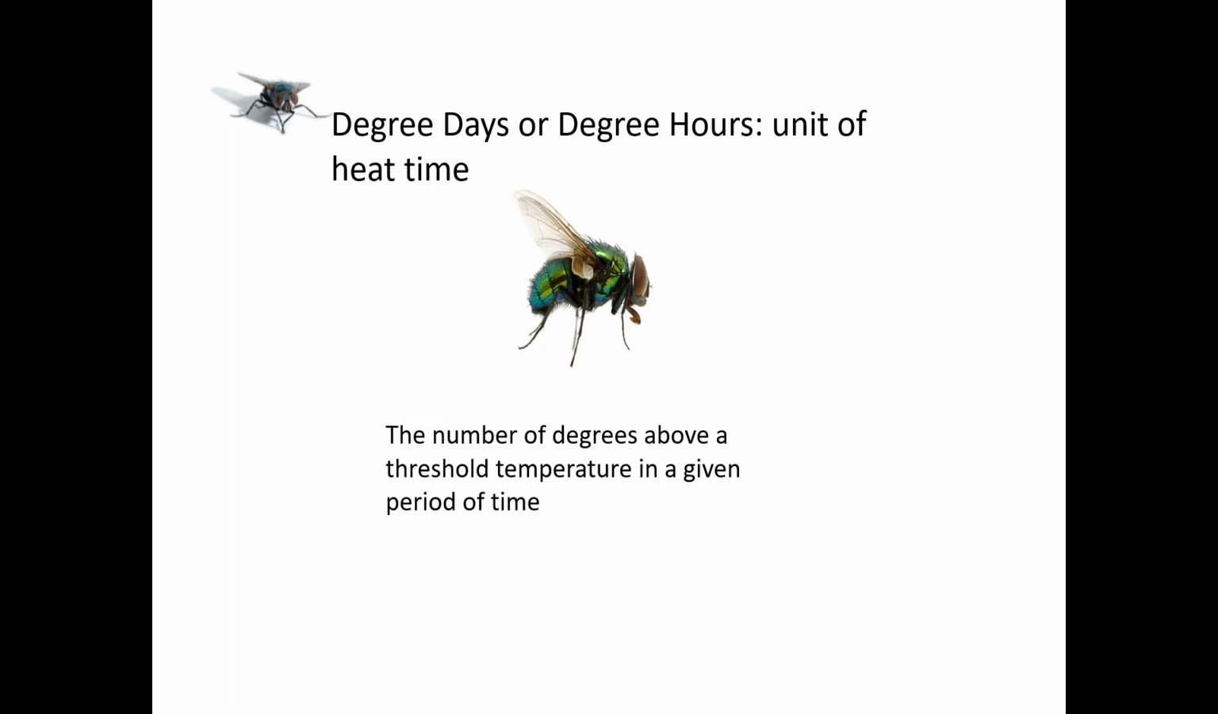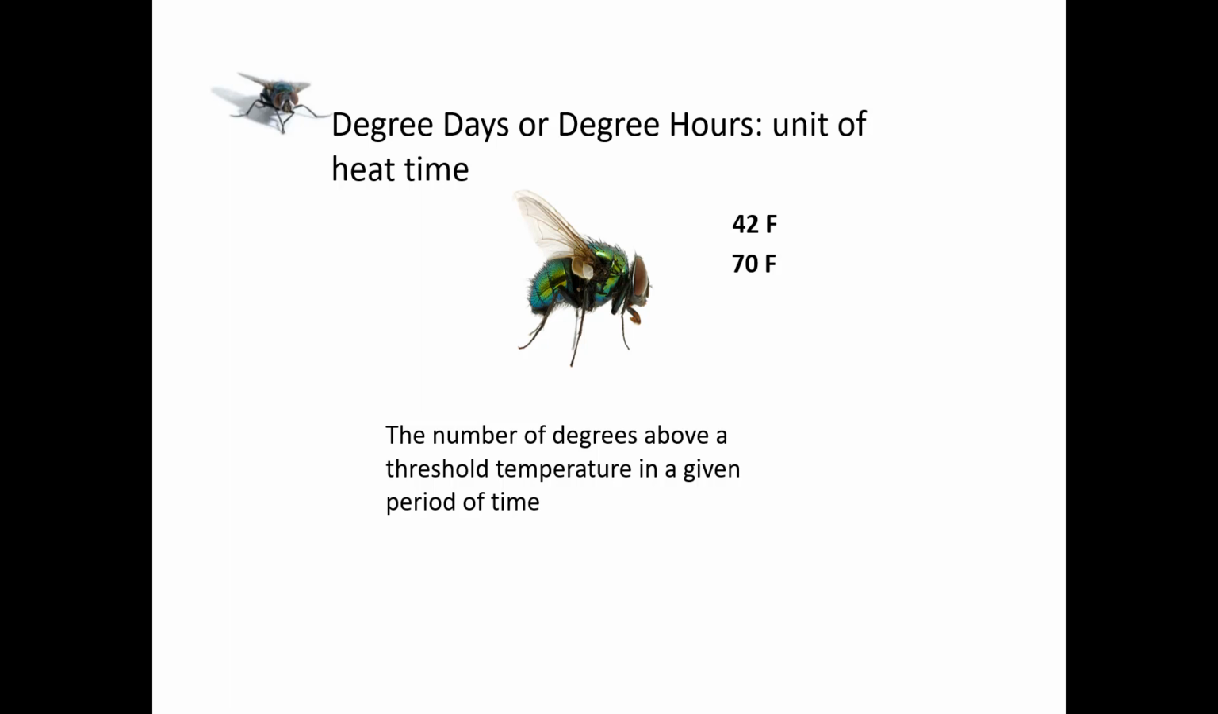Okay, so if our threshold for this fly is, say, 42 degrees Fahrenheit, and the fly was hanging out at 70 degrees Fahrenheit, let's say it was in my house and I have my thermostat set at 70 degrees, so it's 70 degrees is the high and 70 degrees the low, standard 70 degrees. We can figure out how many degree days have accumulated during that day. So if it's just hanging out for one 24-hour period in my house at 70 degrees Fahrenheit, let's figure out how many degree days it experienced.